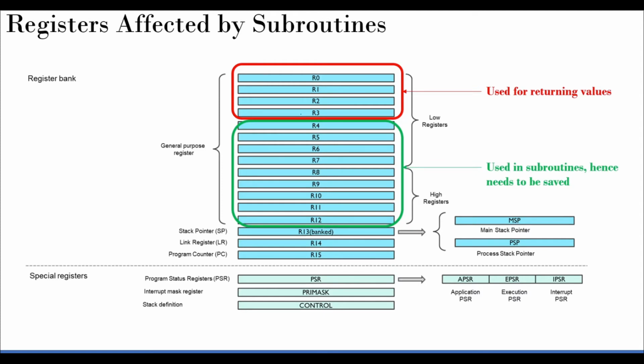But R4 to R12 may be used in the main function also. The moment you change the values inside the subroutine, there is a problem, because when you return to the main function, you won't be able to retrieve those values. So it's important that the moment you enter the subroutine, you preserve all these values, particularly R4 to R12. It's good practice: the first statement of execution in the subroutine should be to preserve these values, and that should be done in a systematic way.